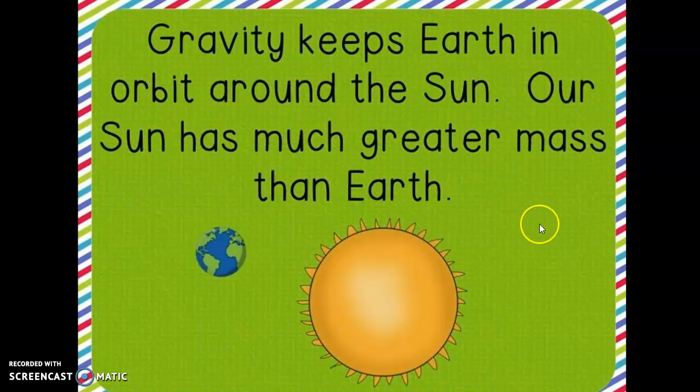Now, another thing that's kind of cool is that gravity keeps our earth going around the sun, or orbiting the sun. The sun has a much greater mass than earth. It is so big. And so the sun is pulling the earth towards it because of gravity. Now, it doesn't have enough gravity to suck us all the way in and stick us to the sun, thank goodness, because we would fry, but it has enough to keep us just at the right distance so that our climate is perfect.